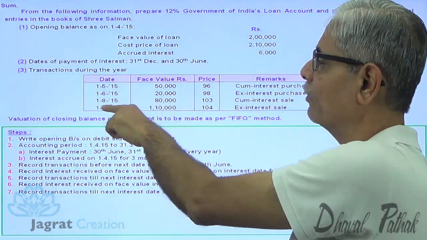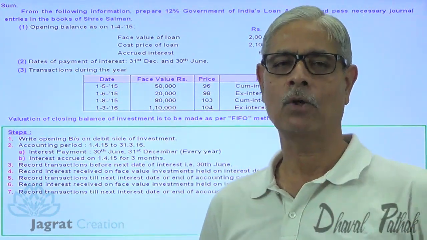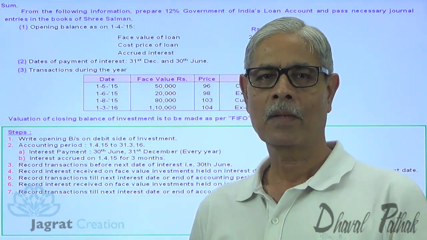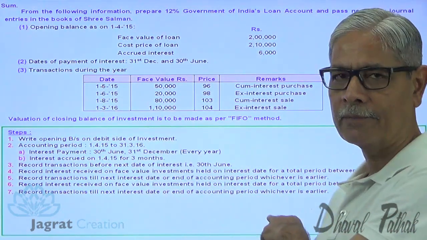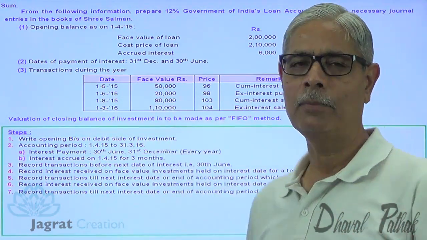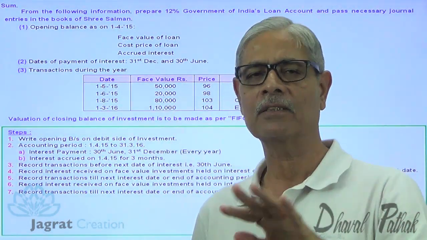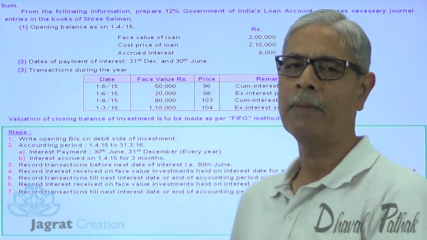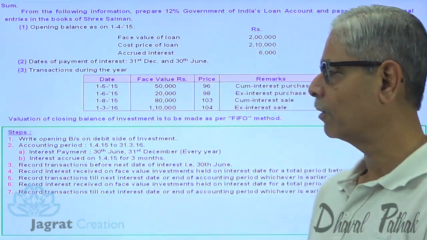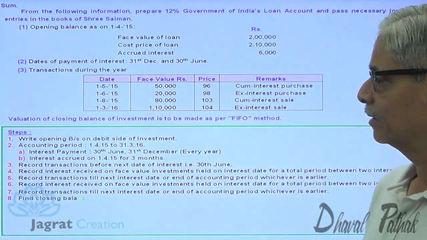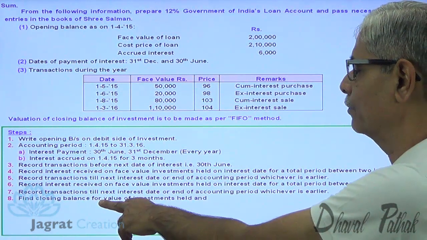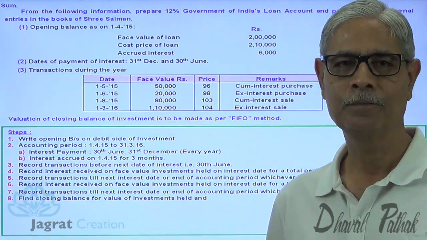So that transaction of 1st of March 2016 will be recorded after that. So this is the accounting period ends on 31st of March. Transaction entered into before 31st of March, but after 31st of December is on 1st of March 2016. That will be recorded. After recording this transaction at the end of the year, find the closing balance for the value of investment held.